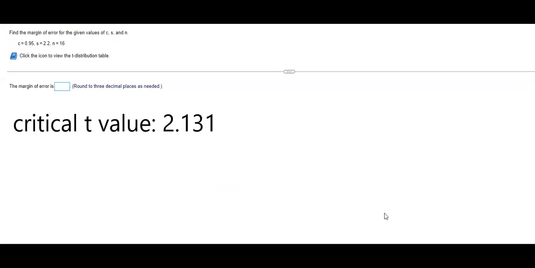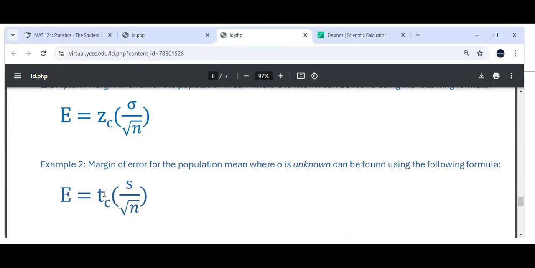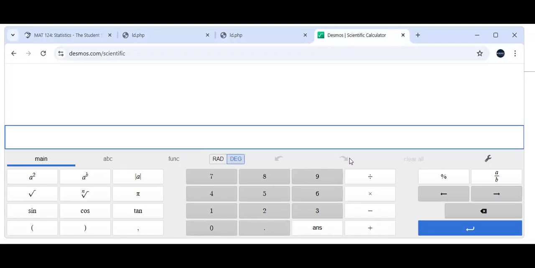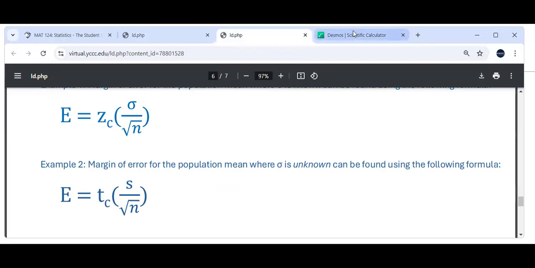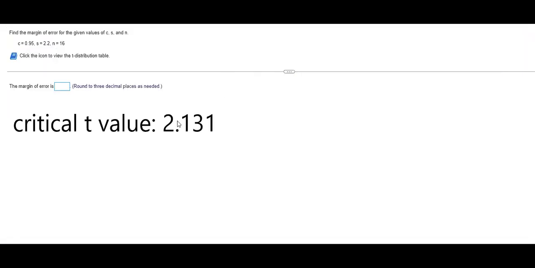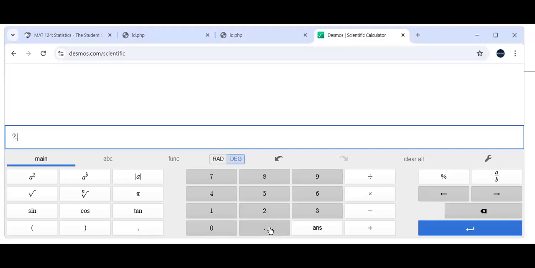So we have our critical value, we have S, we have N. Those were the 3 things that we needed for the formula, right? Let's look back at the formula sheet. We needed the critical value, we just found that from the table. We need S and we need N. I'm going to go ahead and open up a scientific calculator and actually just start plugging this stuff in. So my favorite calculator is Desmos Scientific. So the first thing in our formula we got to plug in is the critical value. We just found that. Right? It was 2.131. So let's start by putting in 2.131, the critical value.